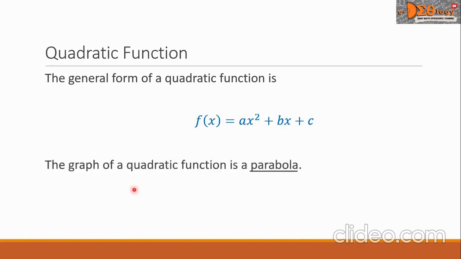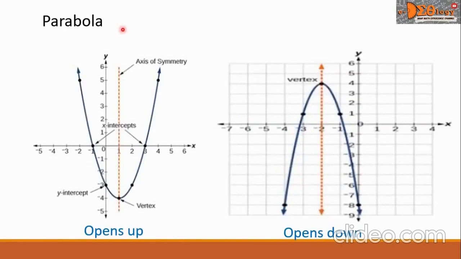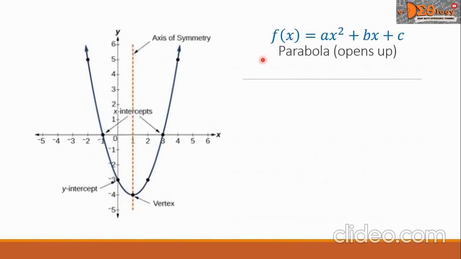This is now a fact that the graph of a quadratic function is a parabola. These are pictures of parabola. One is opening up, another parabola is opening down. Let's begin with a parabola that opens upward.